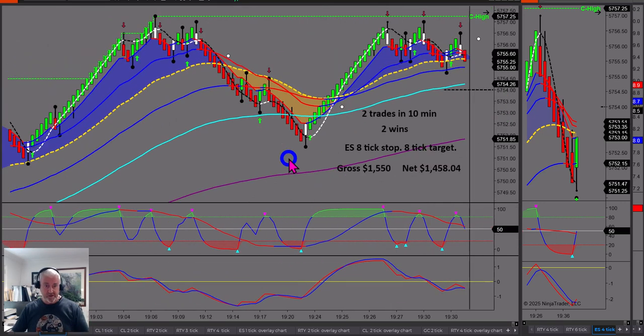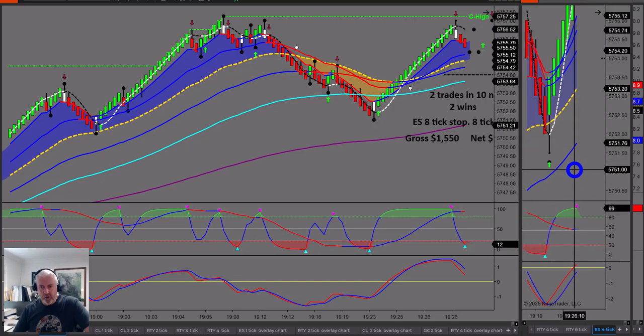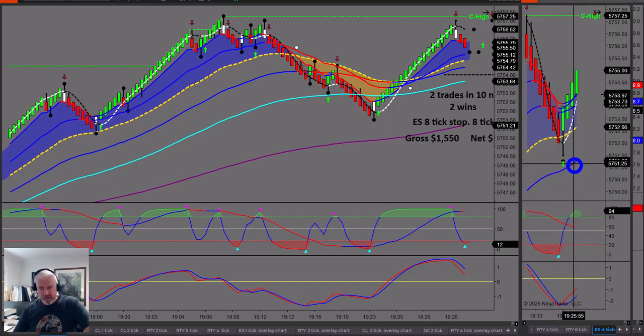And why don't we just start with this one? See over here where we had a pullback. I want you to look on my anchor chart. So we call this the anchor chart, a higher time frame. When you have a very deep pullback, we wait for the anchor chart 1 candle to close back in the direction of the overall trend. So that keeps you out of a lot of chop. So that would have been a beautiful trade.